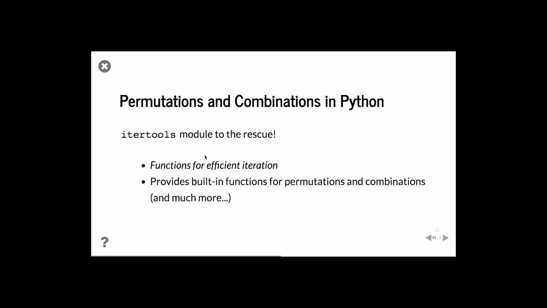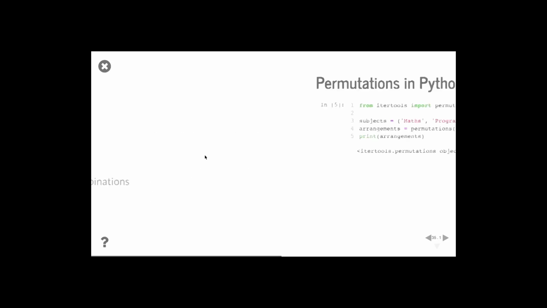So in Python, we're going to be using the itertools module. Now, itertools has a bunch of different tools for efficient iteration, but in particular for our case, it has built-in functions for calculating permutations and combinations.